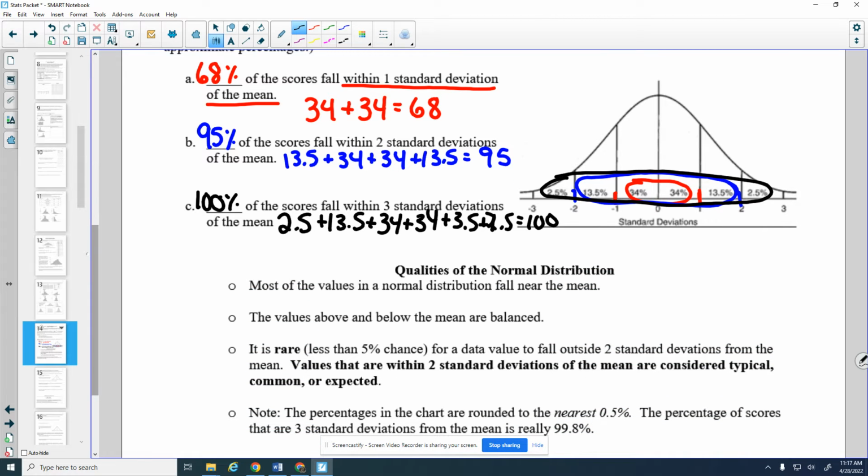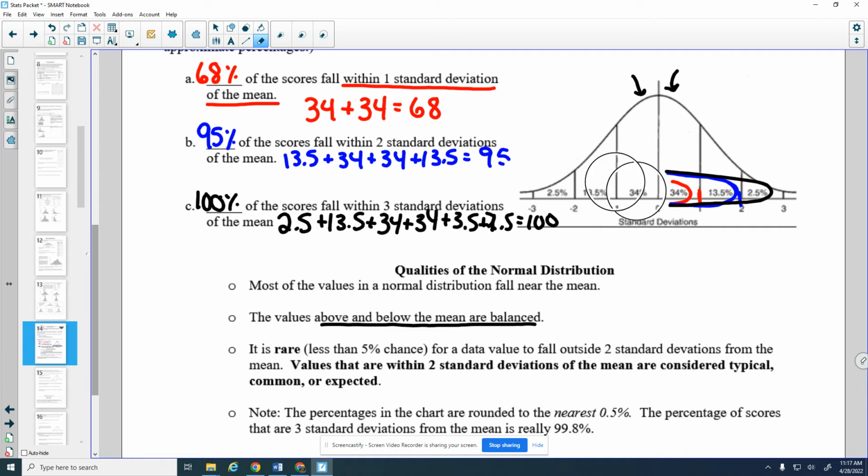So some concepts to see here. Most of the values in the normal distribution fall near the mean. The bars in the middle are symmetric, but they're always taller in the middle versus the sides. So stuff tends to be close to the average. The values above and below the mean are balanced, symmetric like we said. It is rare, less than a 5% chance, to fall outside 2 standard deviations from the mean. So it's about a 5% chance.